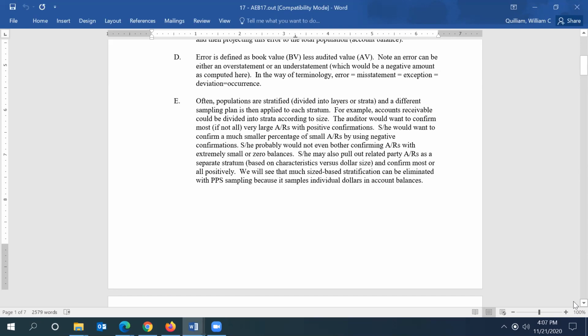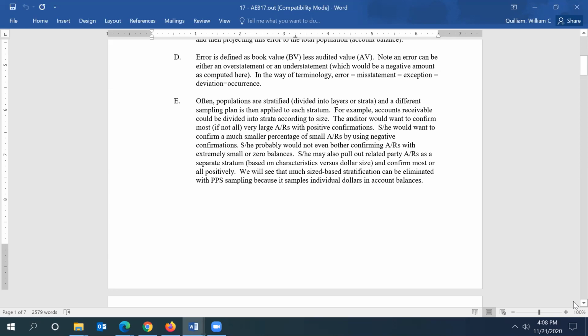So a little bit more about that. The auditor would want to confirm most, if not all, very large accounts receivable with positive confirmations. A positive confirmation says, is this your correct balance or not? Return this confirmation to the auditor, regardless of whether this is the correct balance or incorrect. They're expensive that way. Then the auditor would want to confirm a smaller percentage of small accounts receivable by using negative confirmations. Those say return this confirmation to the auditor only if your balance is wrong. Otherwise, if you don't return it, we assume no news is good news. We assume it's correct. They're cheaper.